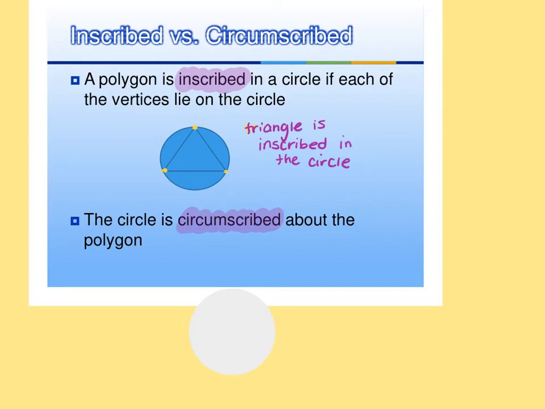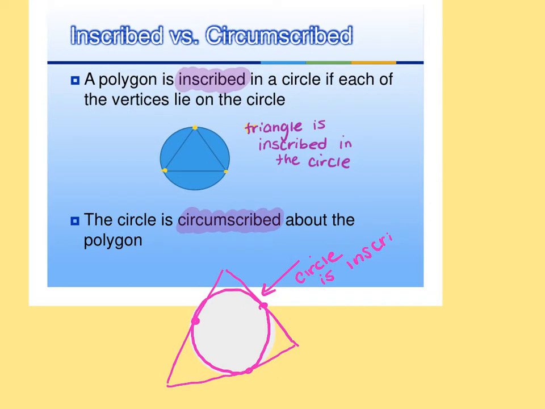So if that's my circle, I can also have a triangle inside the circle. Wait, sorry, just did the same thing. I can have the circle inside the triangle. Okay, so picture that not overlapping as much, but that the circle is actually on it like that. And now I would say that the circle is inscribed in the triangle.